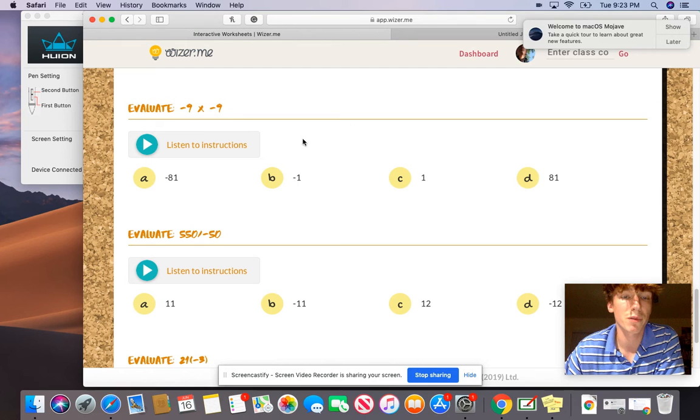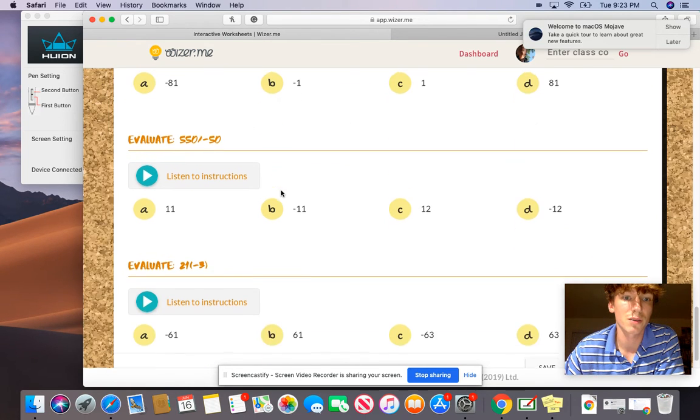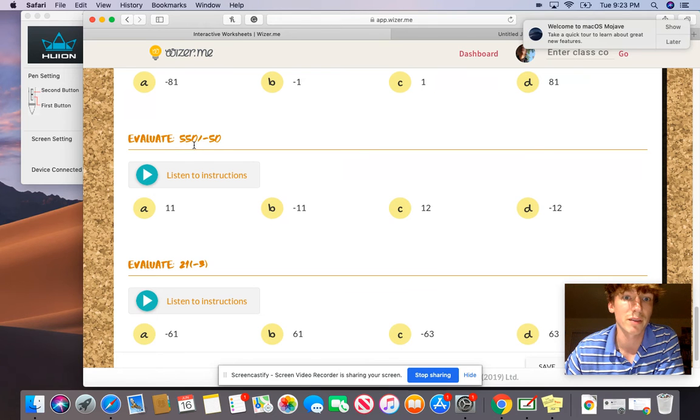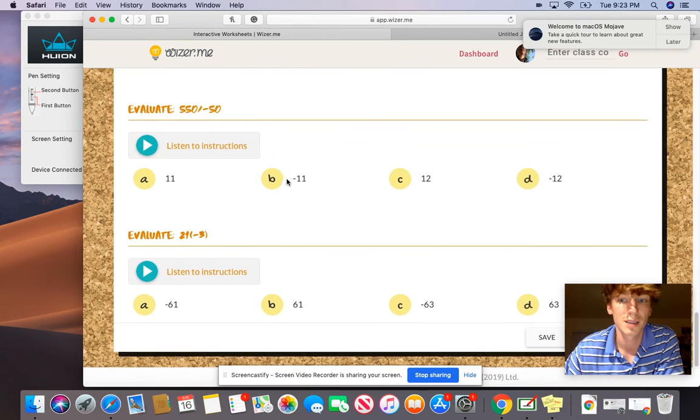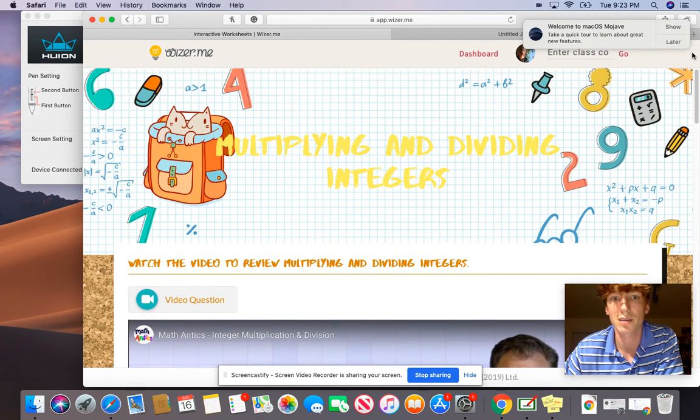Down here, it's pretty straightforward. You just solve them. So negative 9 times negative 9. You should have that. This right here is 550 divided by negative 50. Okay. I think you're pretty good on this.